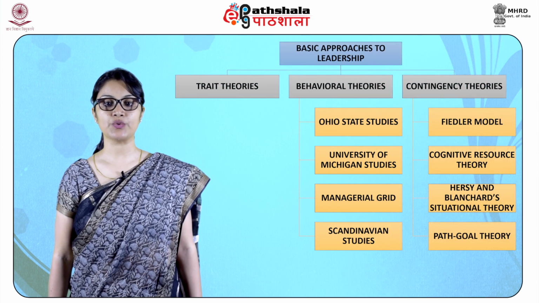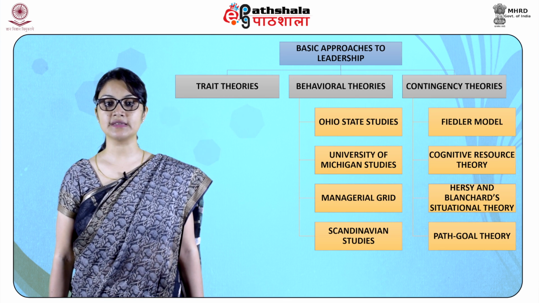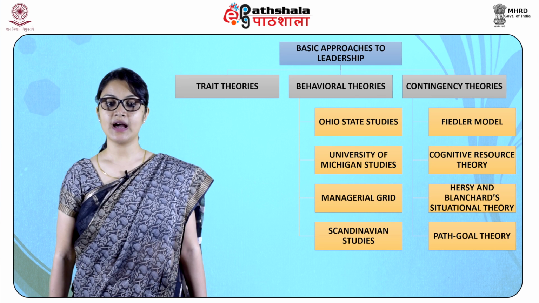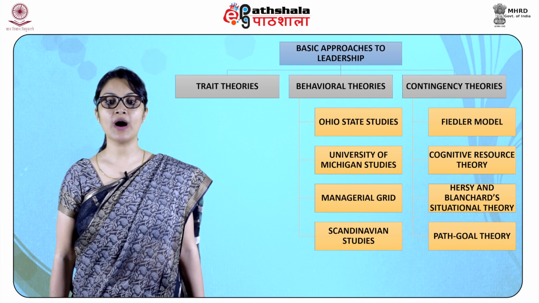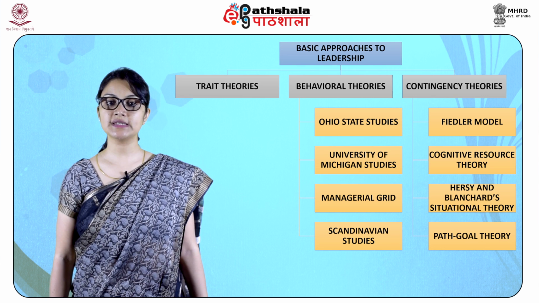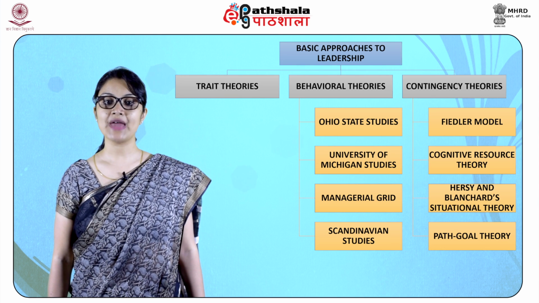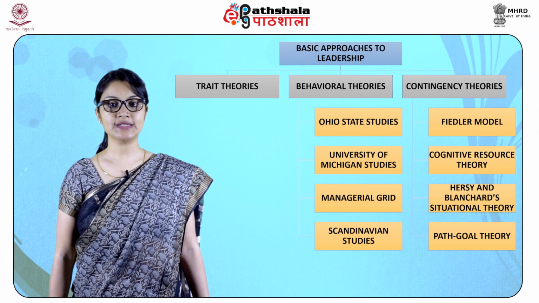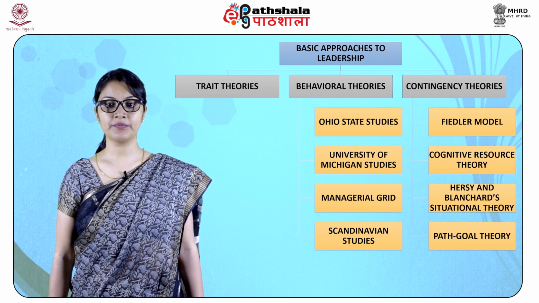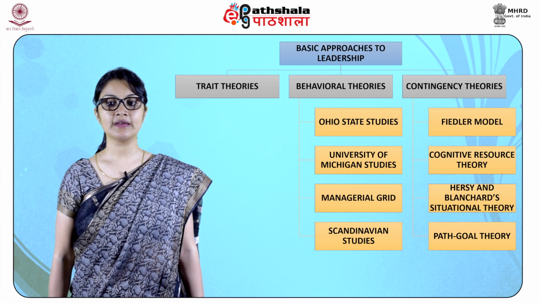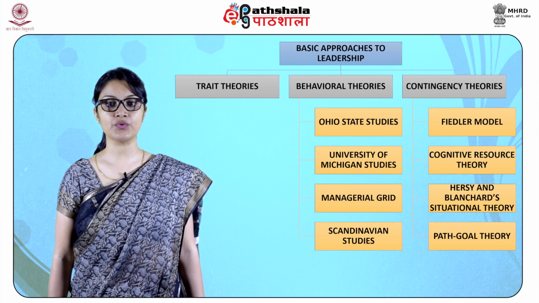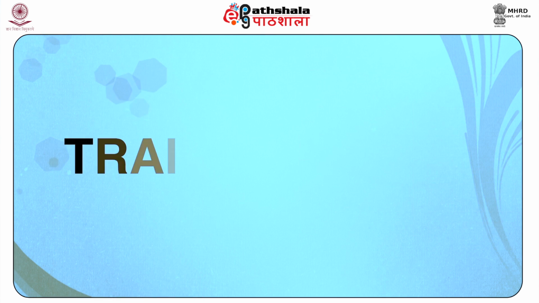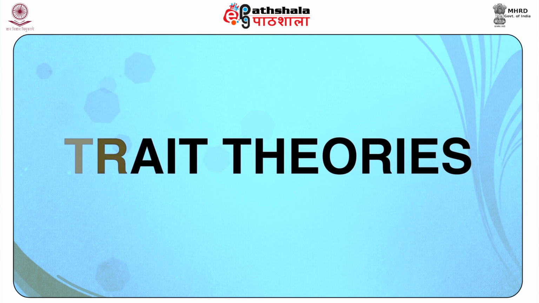The most important approaches to leadership are the trait theories, the second is the behavioral theories, and the third is the contingency theories. Under behavioral theories, we have the Ohio State Studies, University of Michigan Studies, Managerial Grid, and Scandinavian Studies. Under contingency theories, we have the Fiedler Model, Cognitive Resource Theory, Hersey and Blanchard Situational Theory, and Path Goal Theory. First, we will start with the discussion of trait theories.